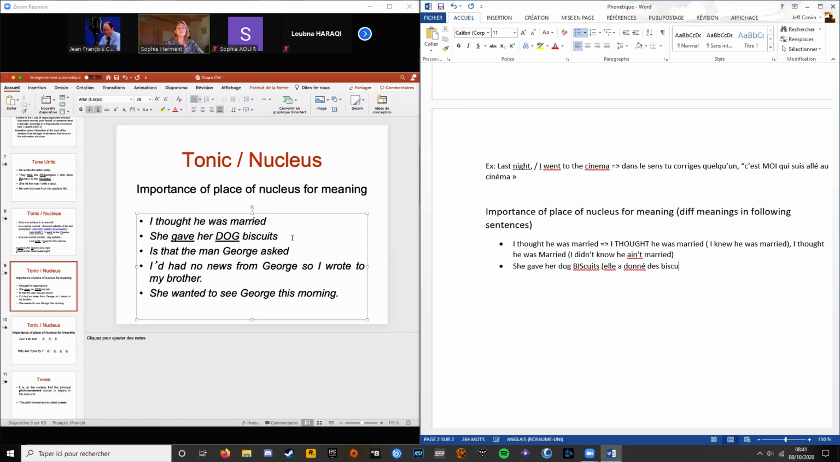If you place the nucleus on dog and not on biscuits, then you make a compound with dog biscuits. If you say she gave her dog biscuits, in fact, it can be ambiguous. It could mean she didn't give biscuits to her cat, she gave biscuits to her dog. But it could also mean that you make a compound with dog biscuits and say she gave dog biscuits to someone who's a woman because it's her. Okay?